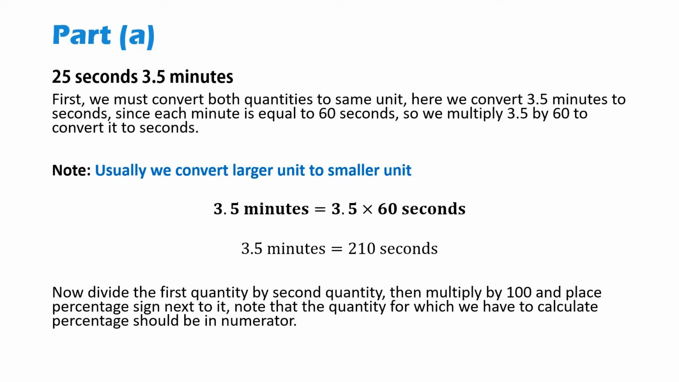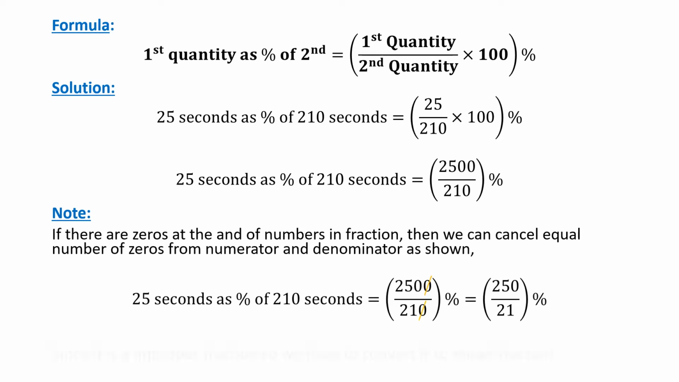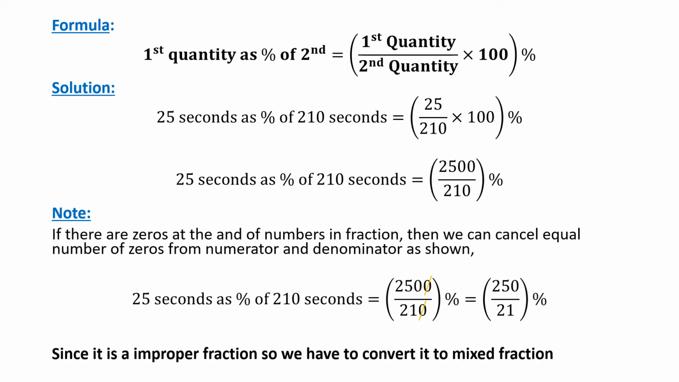Now divide the first quantity by the second quantity, then multiply by 100 and place a percentage sign next to it. Note that the quantity for which we have to calculate the percentage should be in the numerator. Then substitute the values of the first and second quantities in the formula and simplify as shown. After simplification we have 250 upon 21, that is an improper fraction, so we have to convert it to a mixed fraction.